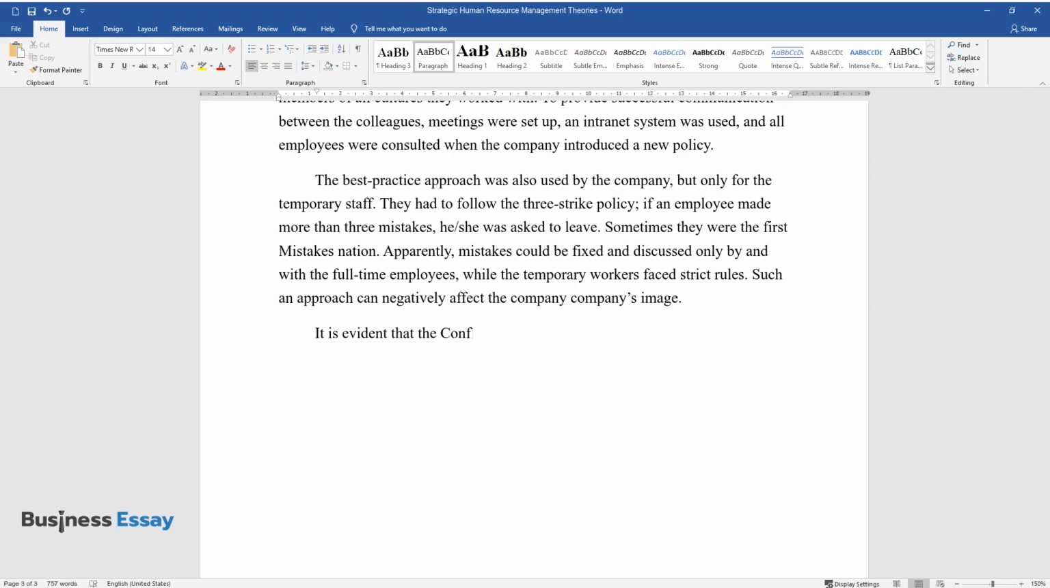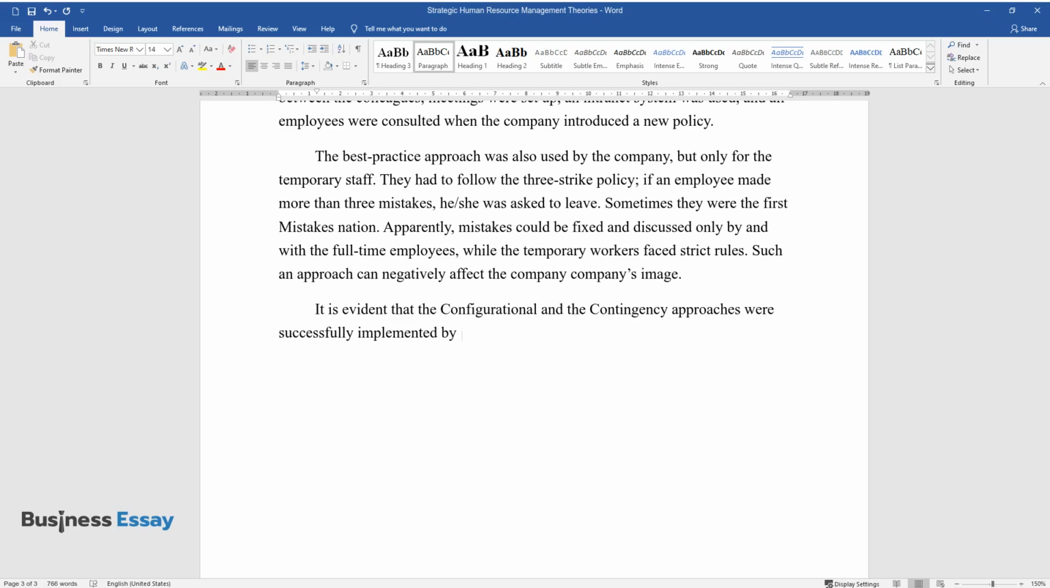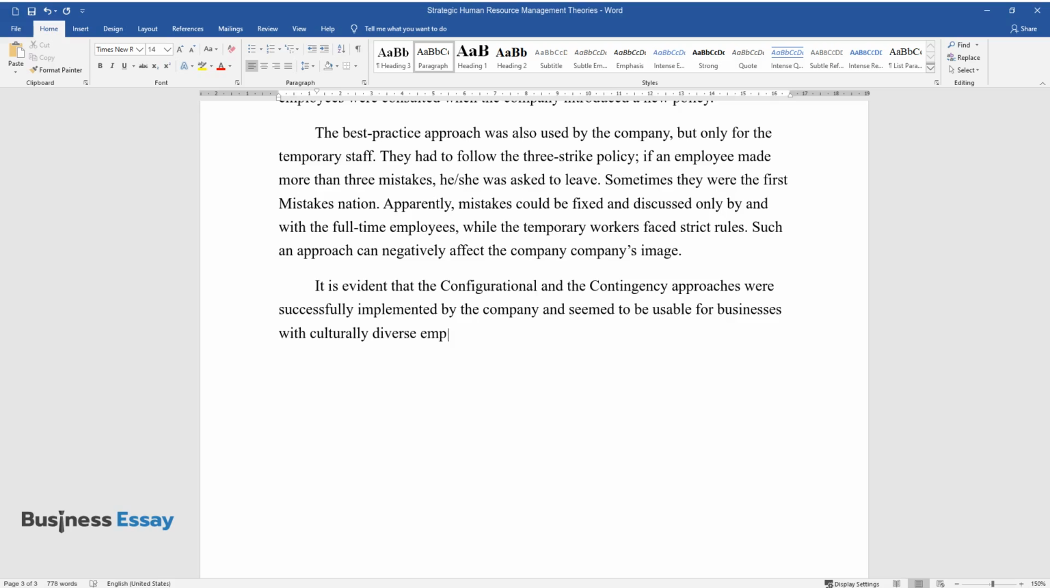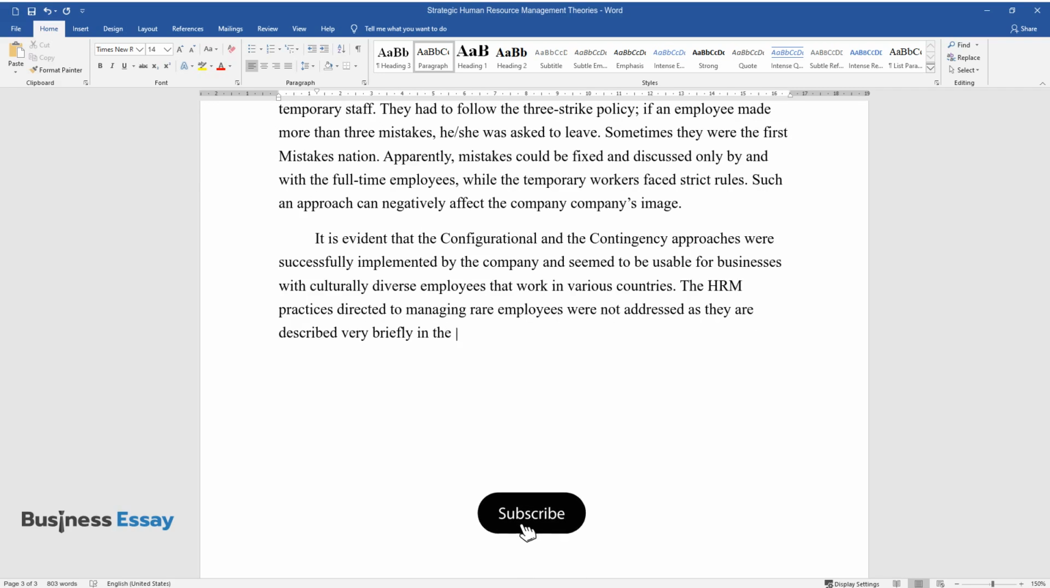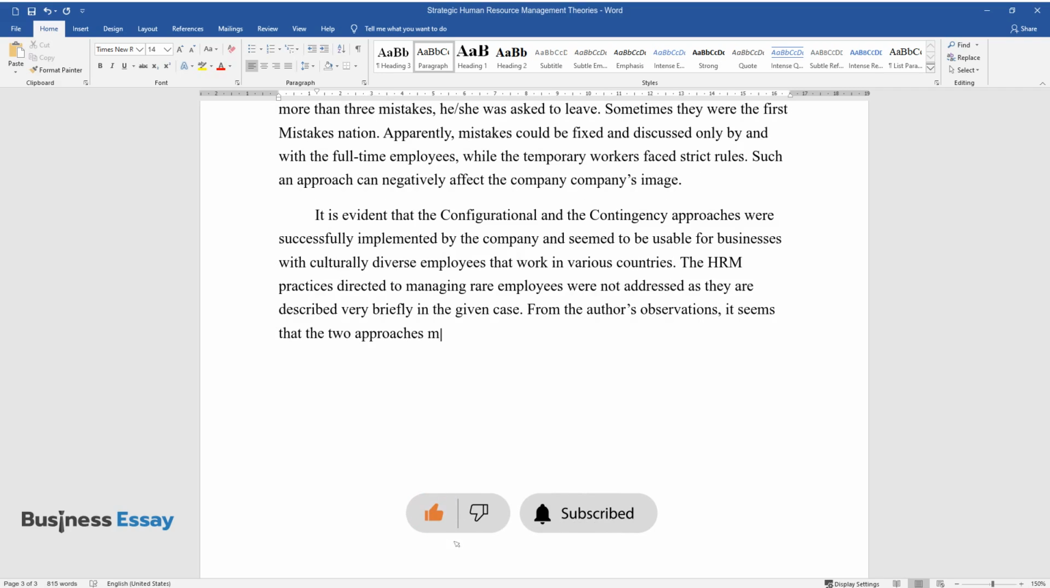It is evident that the configurational and the contingency approaches were successfully implemented by the company and seem to be usable for businesses with culturally diverse employees that work in various countries. The HRM practices directed to managing rare employees were not addressed as they are described very briefly in the given case. From the author's observations, it seems that the two approaches mentioned above were also used to retain rare artists.